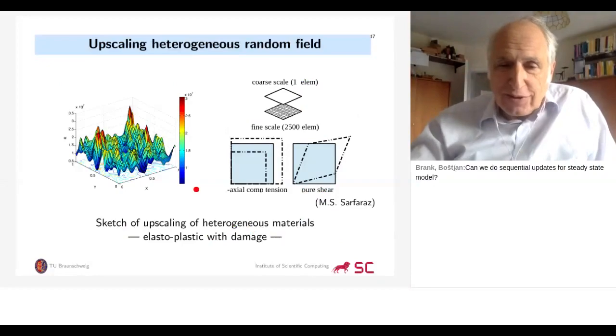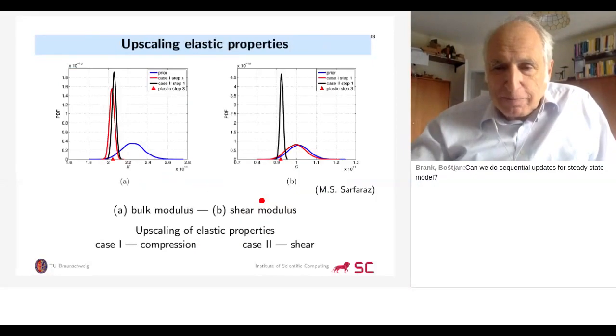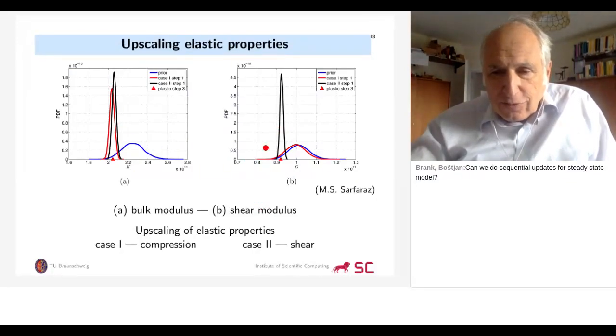So let's take first this here. We have a heterogeneous material on the fine scale, and we take the coarse scale element and put it under compression and shear and look at the energies and dissipation and do the updating. This is an update for the elastic constants. You see it becomes much sharper, and here too.